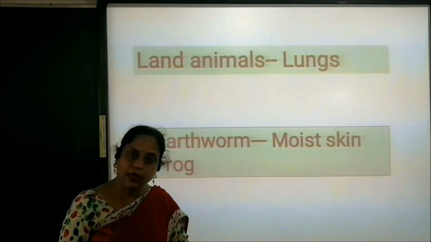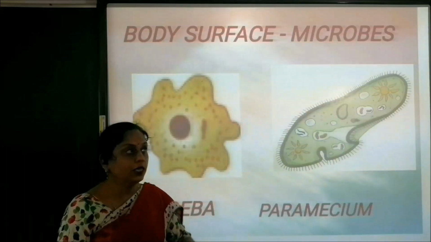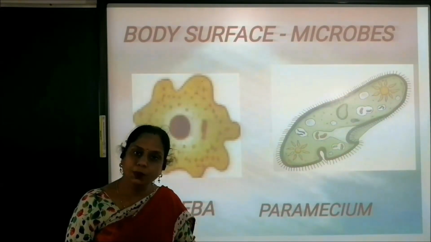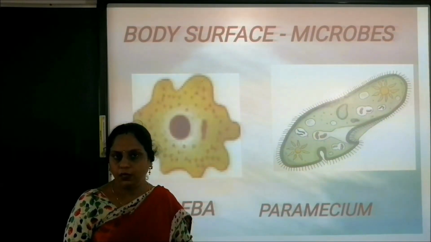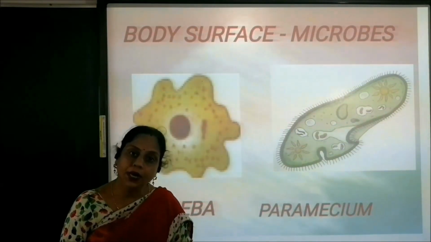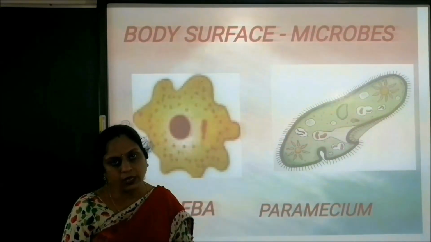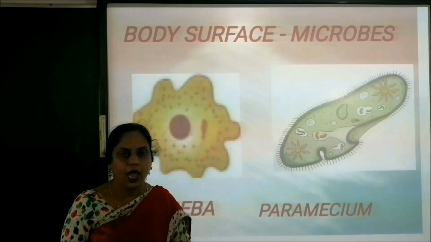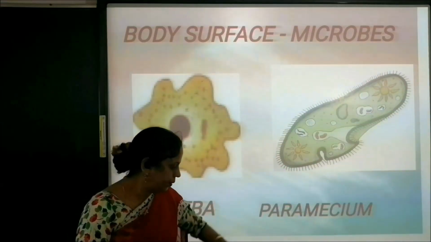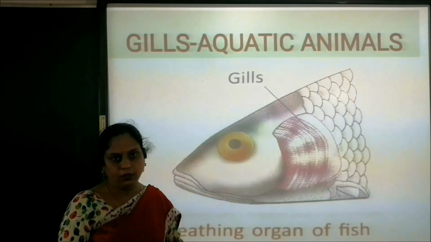Here also we will discuss all these breathing organs one by one. So first is body surface. Microbes do not have any special organ for breathing. So microbes like amoeba and paramecium breathe through their body surface. The oxygen enters their body through their body surface, and in the same way they give out the carbon dioxide.